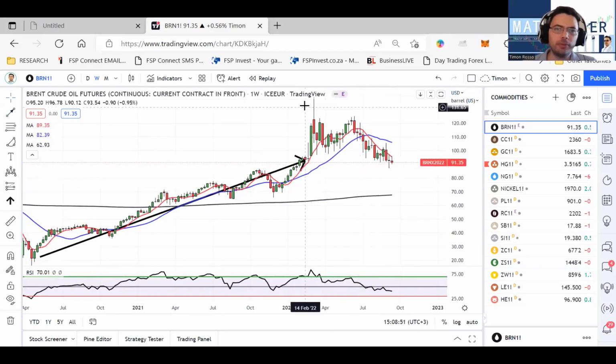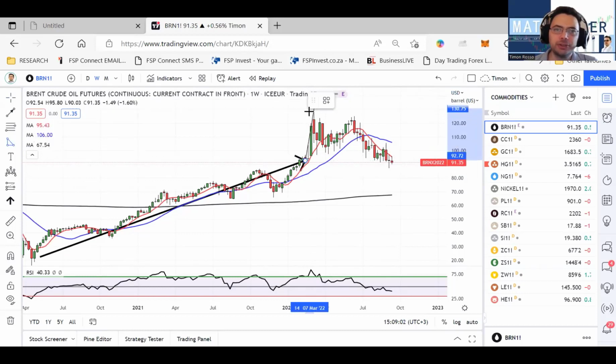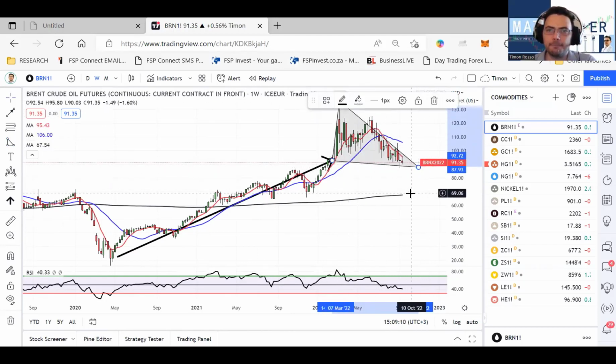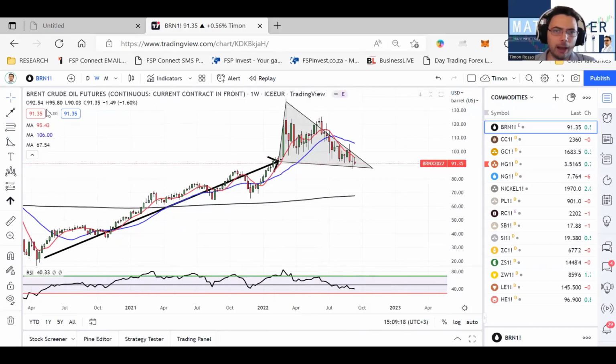What did it form during the consolidation of the trend? Send it in the chat. Let me know if you see it. I see a wedge formation. This is what it looks like. And why it's a wedge is because it's more than a couple of months. And what you can expect with a wedge is for it to break to the upside.